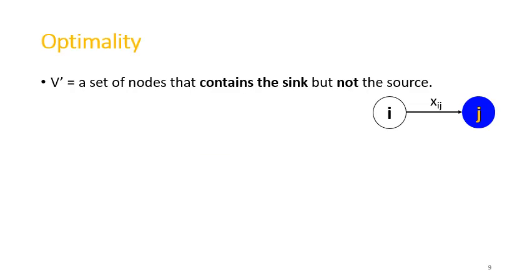The big cut means that everything is written in capital letters, C-U-T. All letters are in capital. So we have a small cut, we have the big cut. So let's say we have a set of nodes that contains the sink, but not the source. And suppose we call this set of nodes V prime. So this V prime must contain the sink, but must not contain the source.